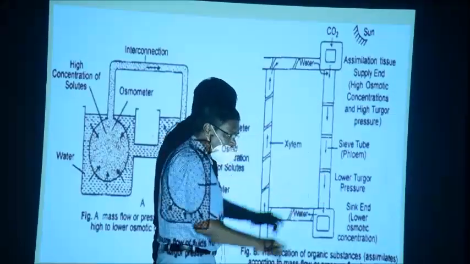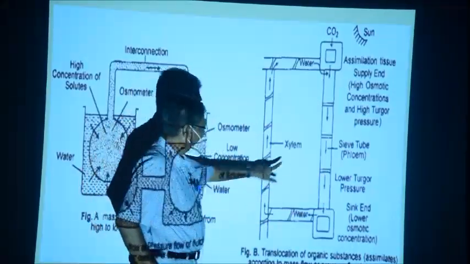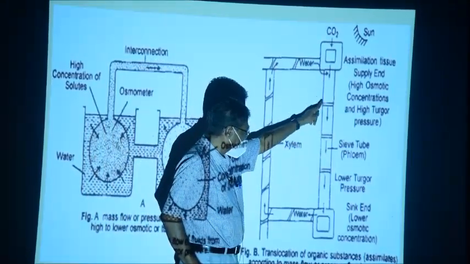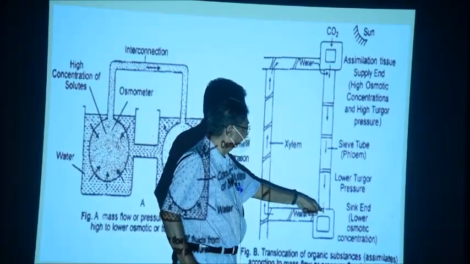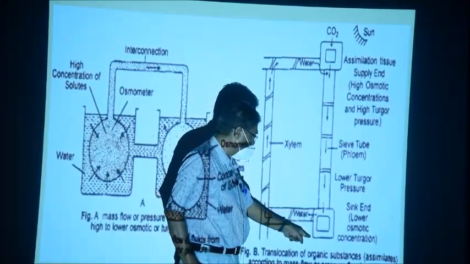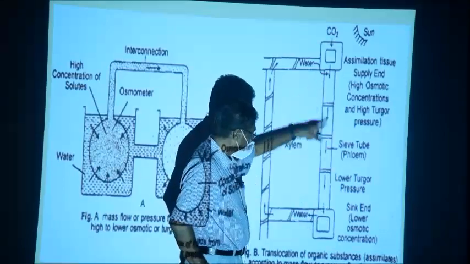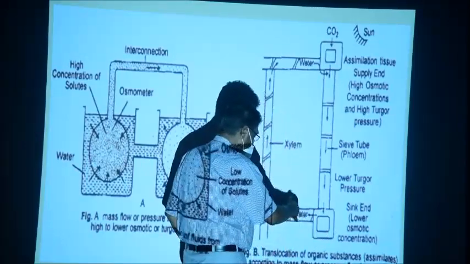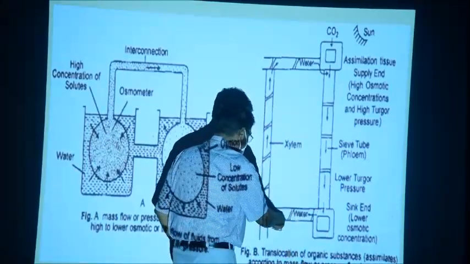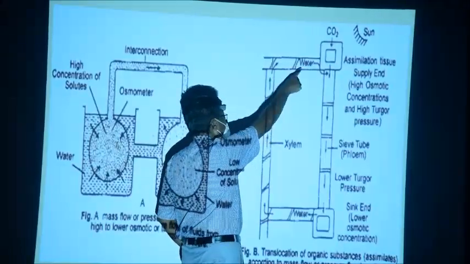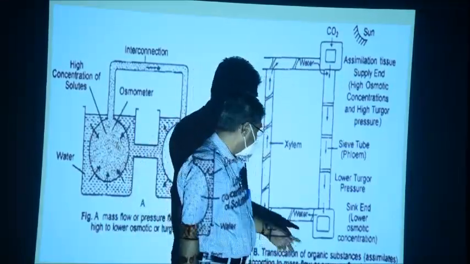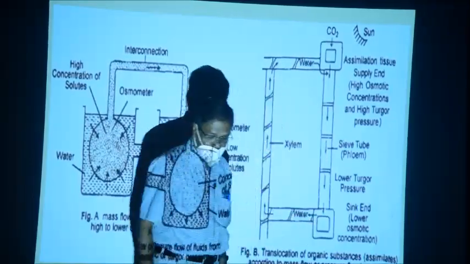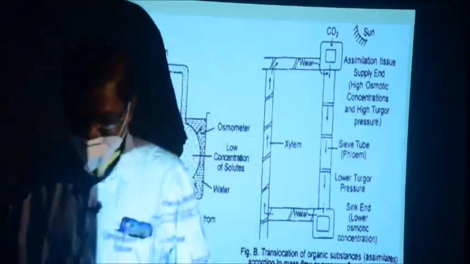The sieve tubes are long tubes in the phloem where there are partitions with pores, sieve pores. Through this it comes through the phloem and reaches the sink end, from source to sink. Here the osmotic concentration is less and the sugar is used, and water enters through the xylem and reaches above again. This is the movement of water through xylem, and this is the movement of sugar through phloem.